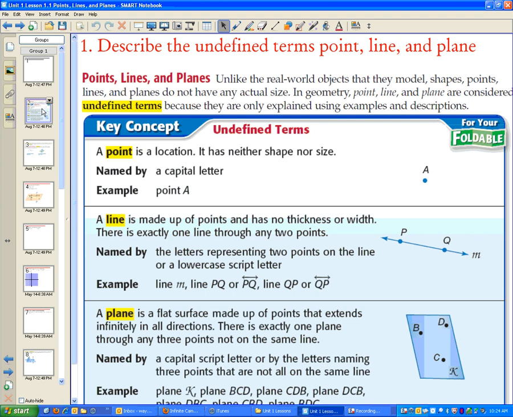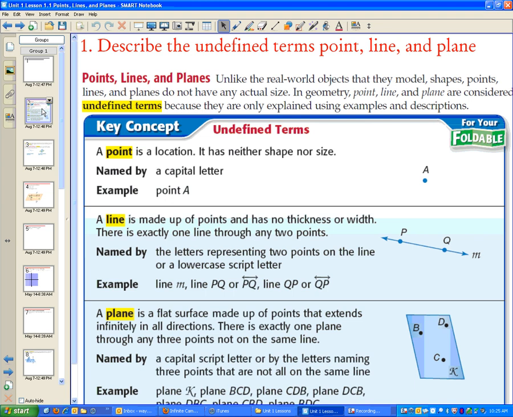So in math, definitions are very precise. They're very wordy because they want to make sure that their definition tells you exactly what you need to know. Now, the worst part about this is, look at this. Point, line, and plane are considered undefined terms. They don't have a dictionary definition because they are only explained using examples and descriptions. So the very basis of geometry are these 3 undefined terms.